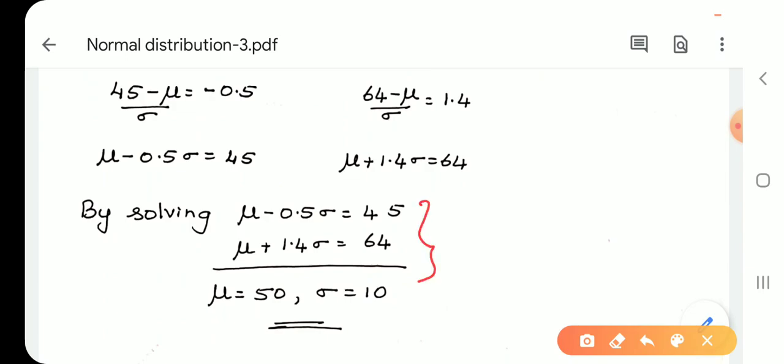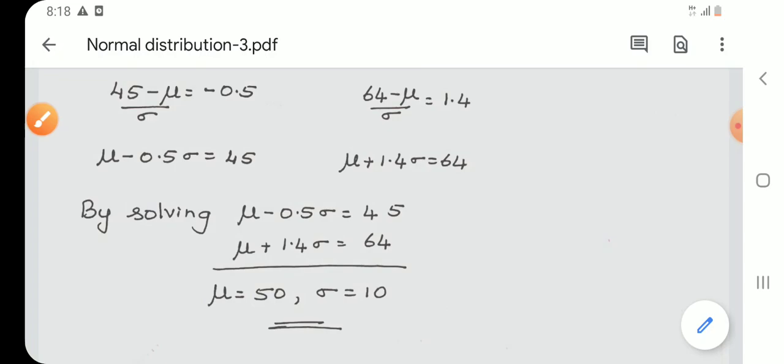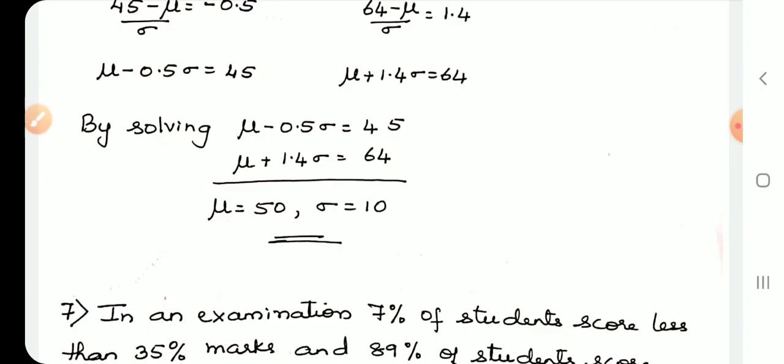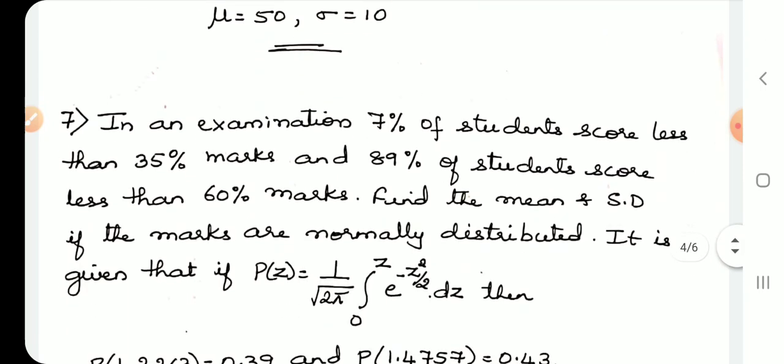Solve these two simultaneous equations using your calculator. We get the values of mu to be 50 and sigma to be 10. I hope you all know how to find the values of mu and sigma using your calculators. Go to mode, equations, number of unknowns here is 2, and type the given values, you get the required result. So the mean is 50 and standard deviation is 10.